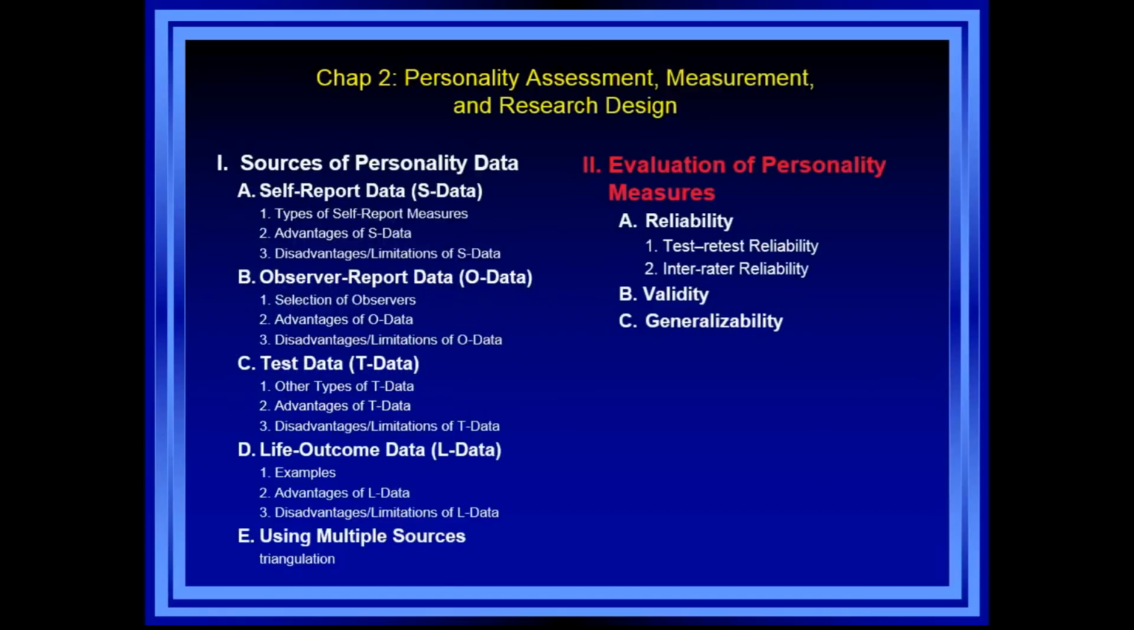Okay, so now we're on Roman numeral 2 on the outline, evaluation of personality measures. And what this really means is, so we just talked about how we get data to look at personality. Now this is really talking about, do we care about it? Is it good data? Should we give it the time of day?